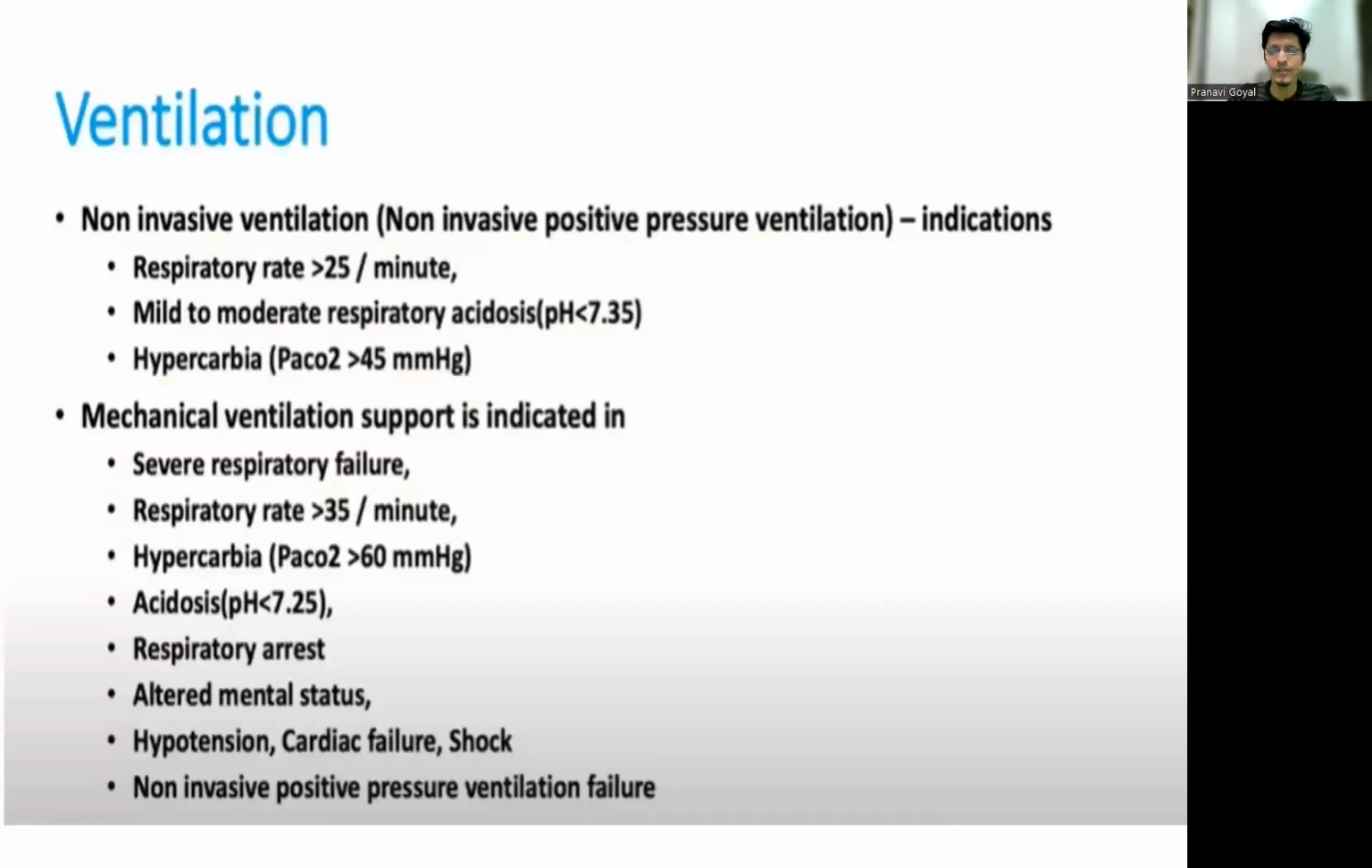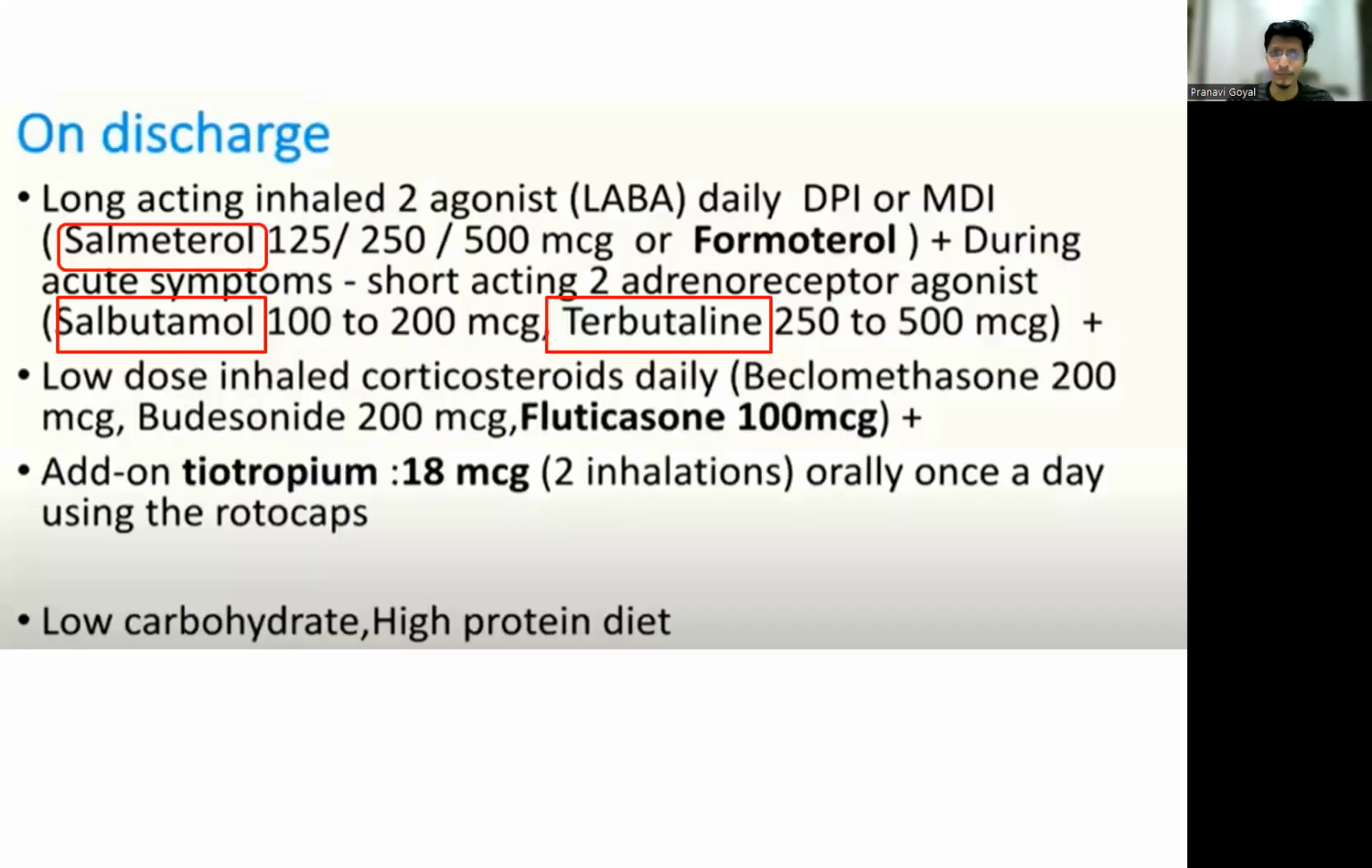Ventilation: NIV is preferred over mechanical ventilation in patients who have a respiratory rate of more than 25 breaths per minute, mild to moderate respiratory acidosis and hypercarbia. In patients of severe respiratory failure, always go for mechanical ventilation. When respiratory rate is more than 35 breaths per minute, go for invasive ventilation. Also when there is hypercarbia, PaCO2 more than 60, acidosis, respiratory arrest, altered mental status, hypertension, hypotension, or shock. In these cases, mechanical ventilation is supported.